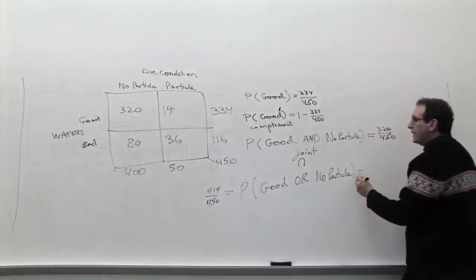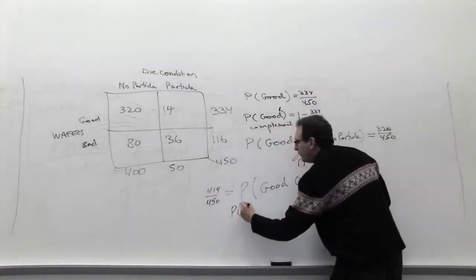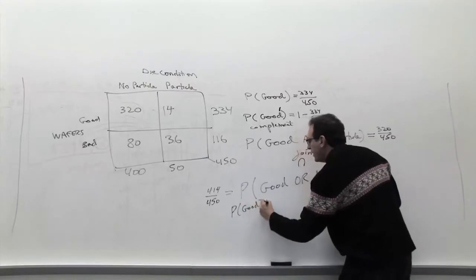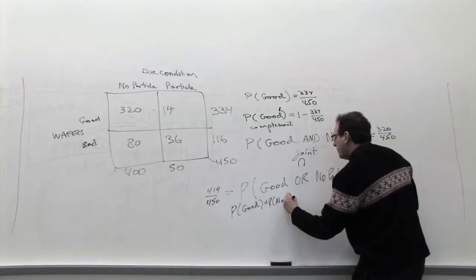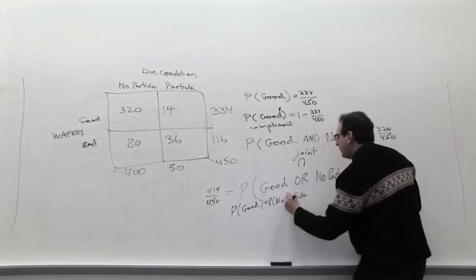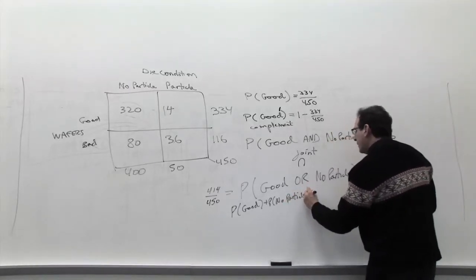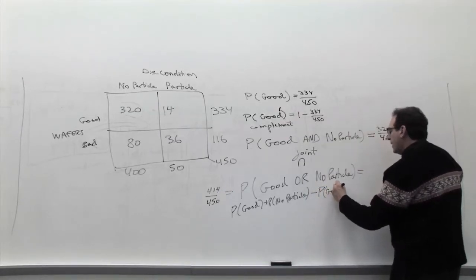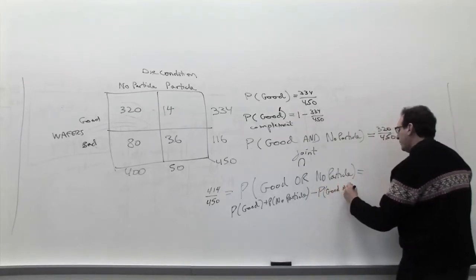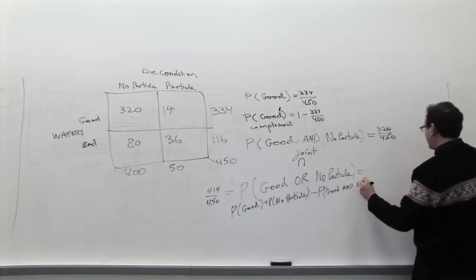But the formula says to do it by a three-part formula. First you figure out the good by itself, which is easy. You add to it the chance of no particle, which is equally easy. But then because it's double counting, we have to subtract out the chips counted twice, which is both good and no particle.